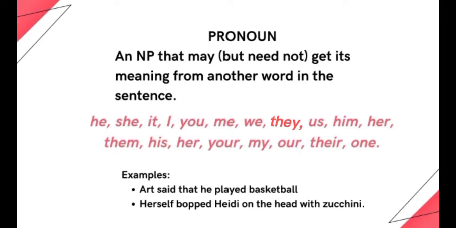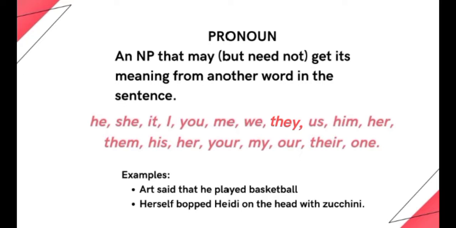First, we have Art said that he played basketball. In this sentence, the word he can optionally refer to Art. For example, the sentence can mean Art said that Art played basketball, or it can refer to someone else. For example, Art said that Noam played basketball. Typical pronouns include he, she, it, I, you, me, we, they, us, him, her, them, his, her, your, my, our, their, one.